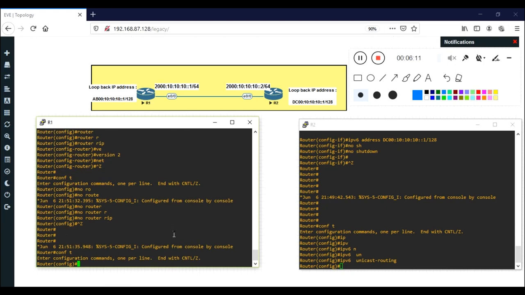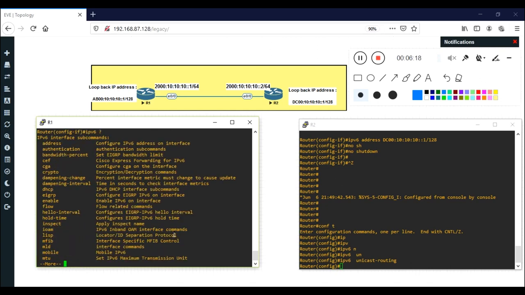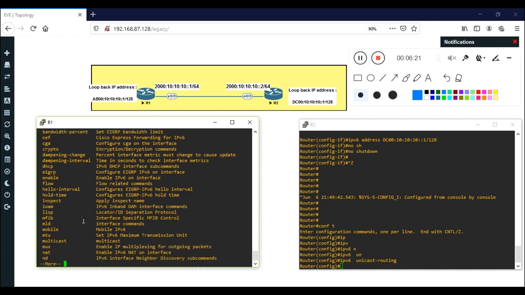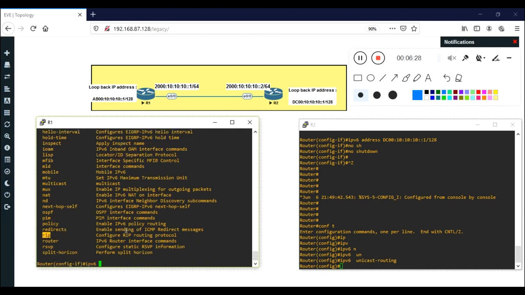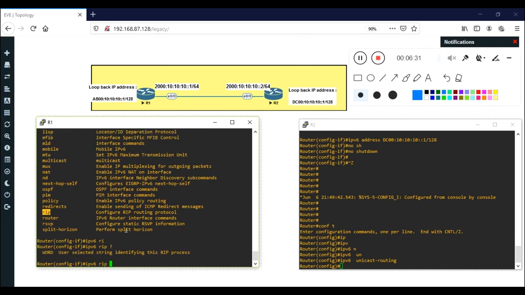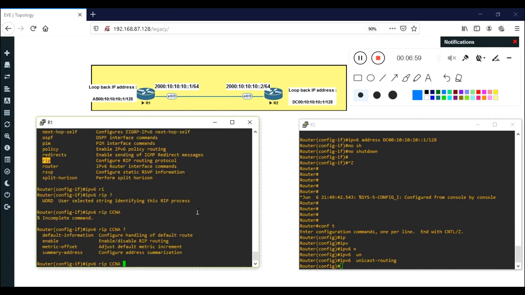First of all, interface Ethernet 0/0. Now you can see here ipv6. If you put the question mark, you will get to know what the next commands are. Now we are using the RIP protocol, so that's why I'm using ipv6 rip. After that, if you put a question mark, they are asking for the identification name, so you can choose any name, but it should be the same on the second router. Suppose I put CCNA here and on the second router I put CCNP, they will not communicate with each other just because of the different name, so it should be identical. So I'm choosing CCNA. After that we have to put enable.